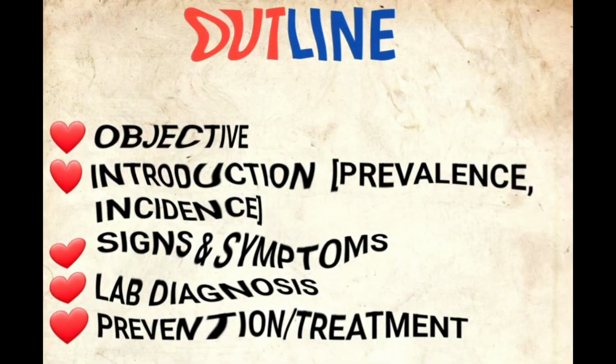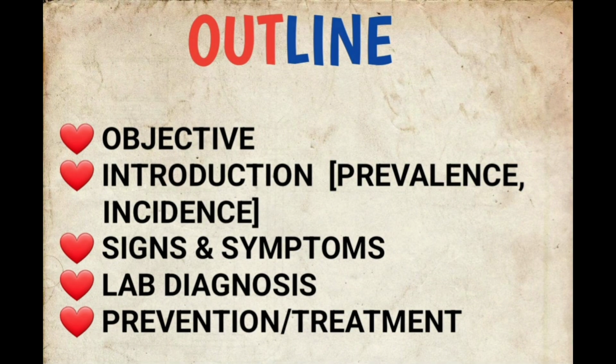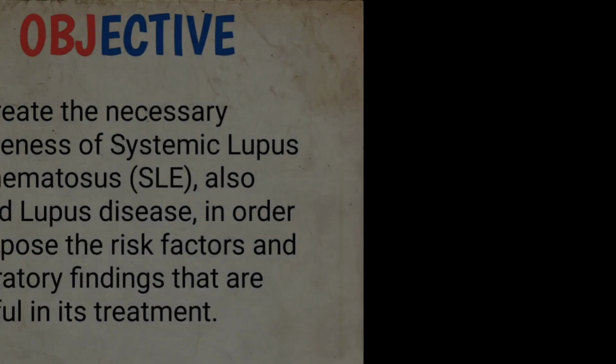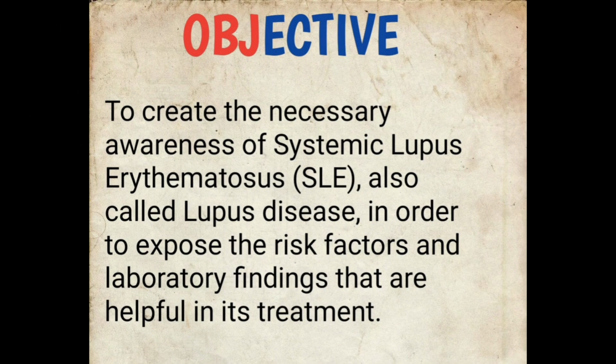The outline: objective, introduction, signs and symptoms, lab diagnosis, prevention or treatment are what I shall be talking about. The objective: to create the necessary awareness of systemic lupus erythematosus, also called lupus disease, in order to expose the risk factors and laboratory findings that are helpful in its treatment.